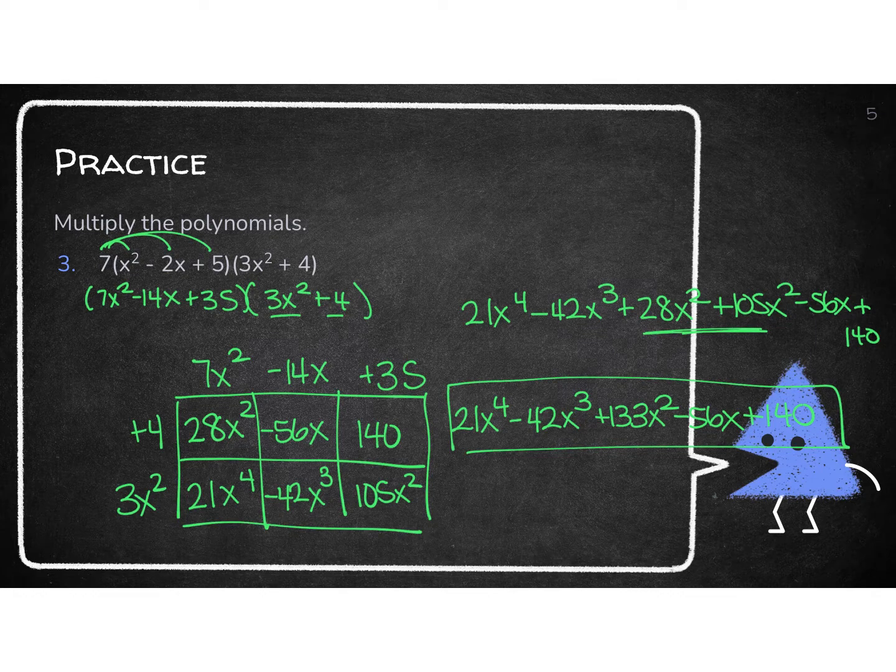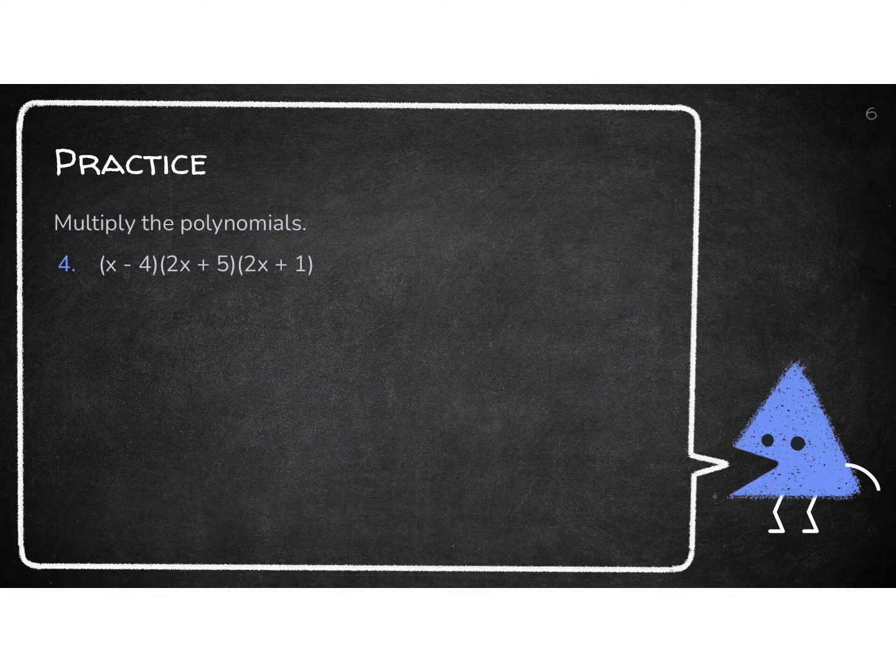Getting long here. All right, here's our last one. So this one I have 3 different things going on. What we need to do is figure out what this is going to give me first before I can multiply it by the second one. So right now that's a 2 by 2. We did this in this last one. So I'm going to have x minus 4, 2x plus 5.